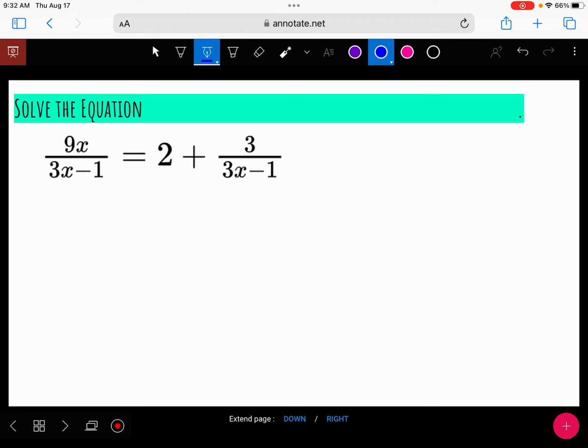What is our common denominator going to be? 3x minus 1. We only have the one piece in there. So we can multiply everybody by that common denominator, 3x minus 1, by 3x minus 1, by 3x minus 1, because I would like to make those fractions go away. Thank you very much.